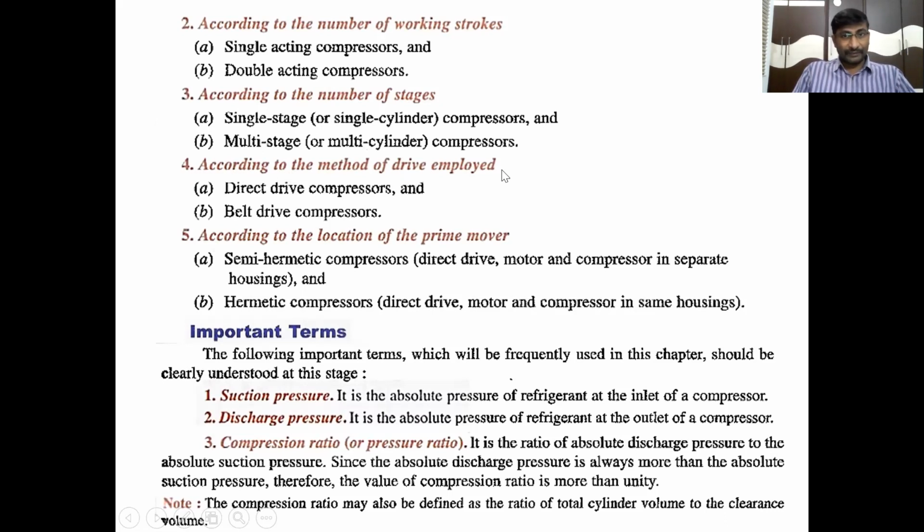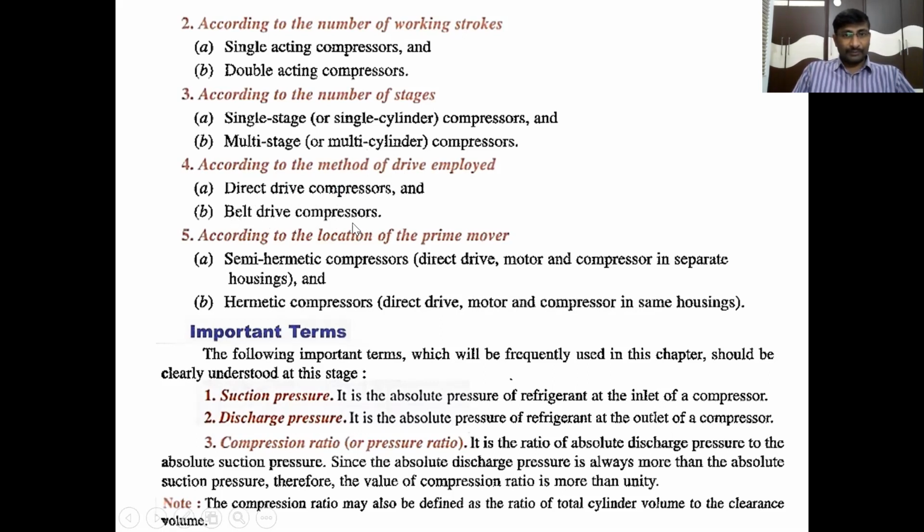And according to the method of drive employed, that is, how the compressor is run or driven by the prime mover. According to this method, we are dividing into two classifications: direct drive compressors and belt drive compressors. Direct drive compressors means the prime mover and compressor are coupled on the same shaft, located at the same location. That is called the direct drive compressors. Otherwise, the power is supplied from the prime mover to the compressor by a gear mechanism. That is also called the direct drive compressors.